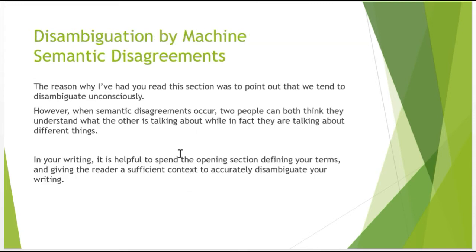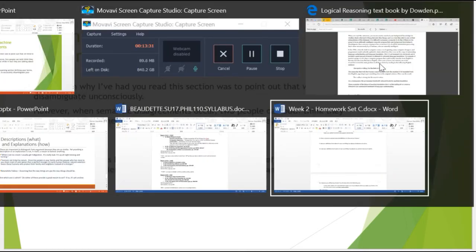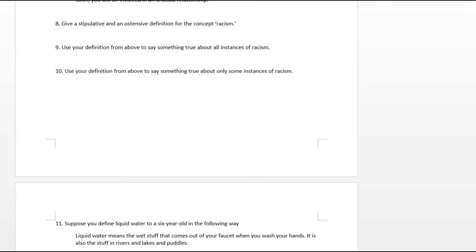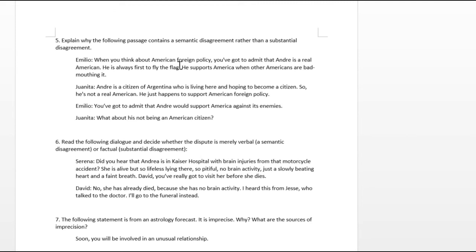All right. So that was just a very interesting example here. Now, semantic disagreements are funny and awful at the same time because you can spend so much energy arguing with someone about a topic only to find out you're talking past each other. So for this, let's look at the homework. Let's do this question right here. Explain why the following passage contains a semantic disagreement rather than a substantial one.